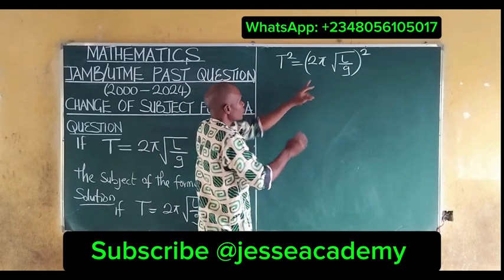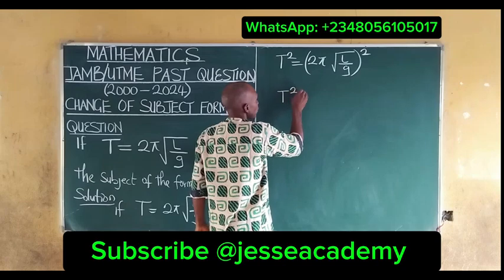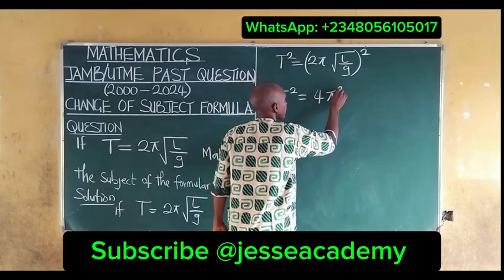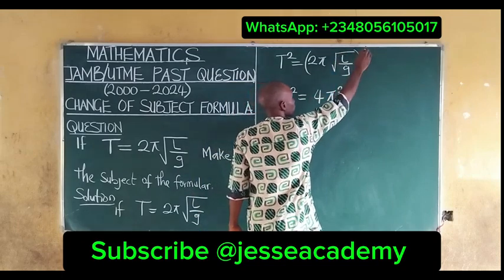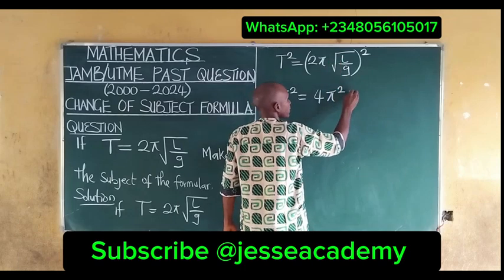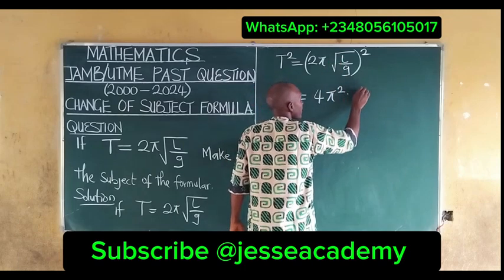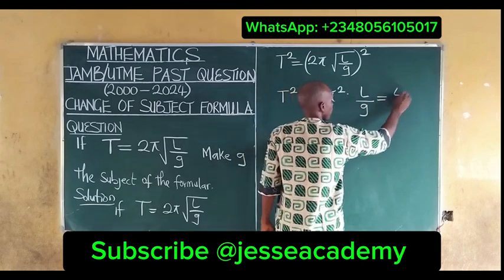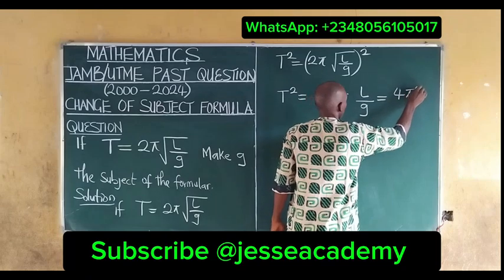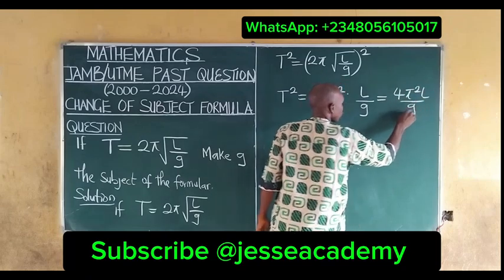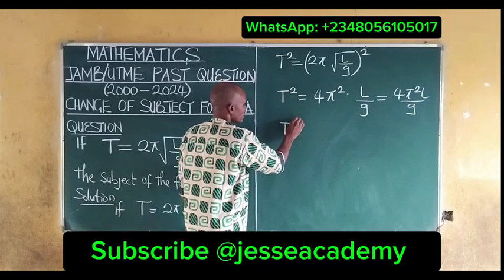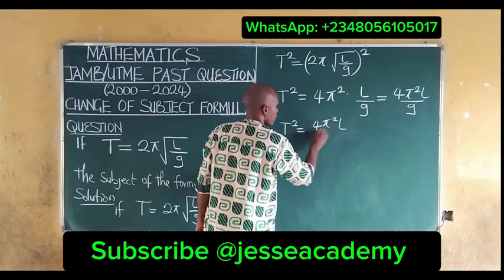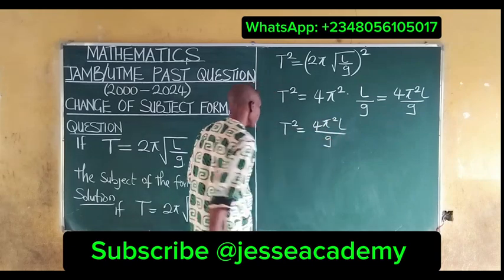So to open this bracket, we say T squared will be equal to 4 pi squared. Of course, this square will cancel the square root sign, multiplied by L all over G, which is the same thing as 4 pi squared L all over G. Of course, we have T squared equal to 4 pi squared L all over G.